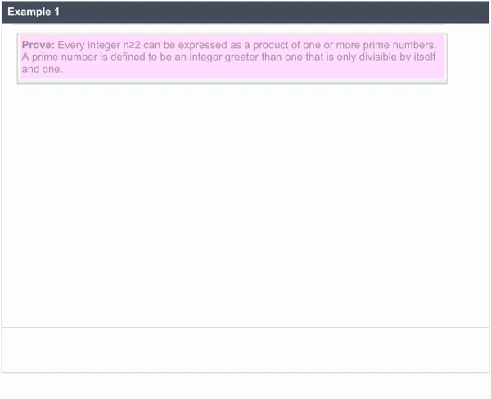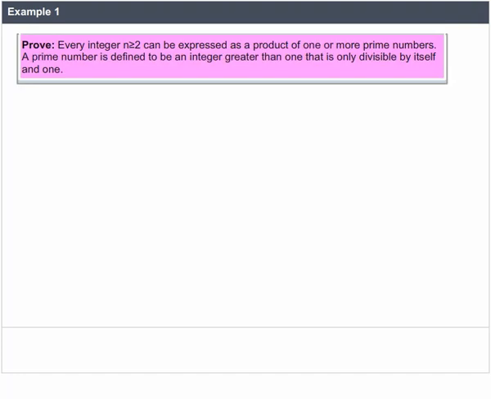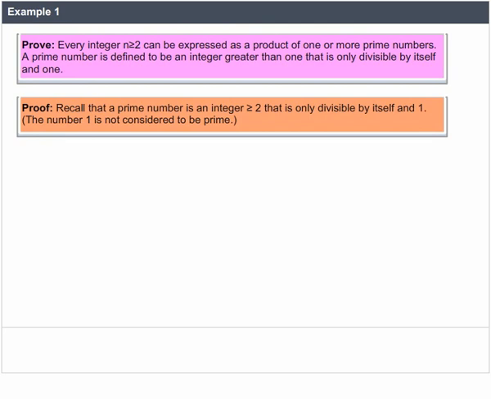Example 1. Prove every integer n greater than or equal to 2 can be expressed as a product of one or more prime numbers. A prime number is defined to be an integer greater than 1 that is only divisible by itself and 1. Proof: recall that a prime number is an integer greater than or equal to 2 that is only divisible by itself and 1. The number 1 is not considered to be prime.